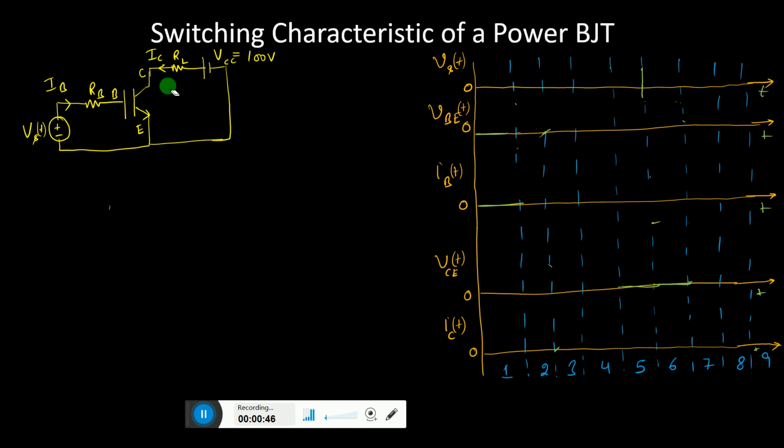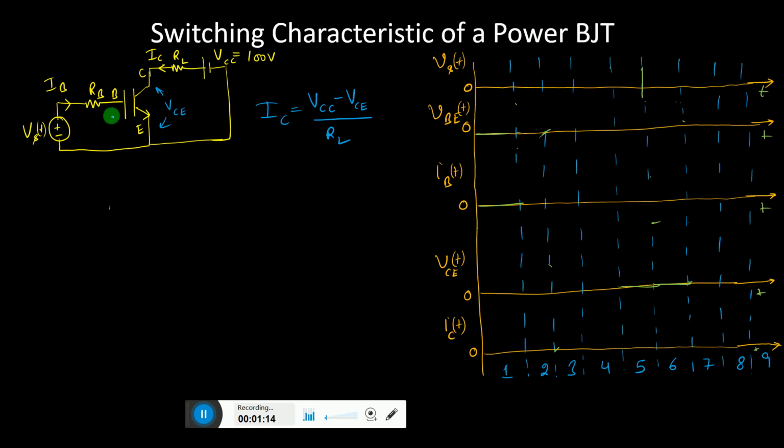So if I write the IC, what will be the equation? The IC will be nothing but VCC minus the drop over here, VCE, divided by RL. Now, why is this IC 0? That means the VCE is nothing but these two are equal in value, and when these two are equal, IC is 0.